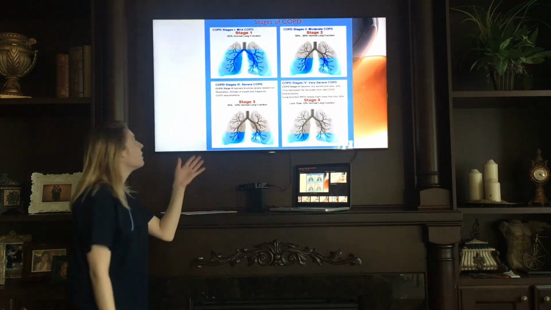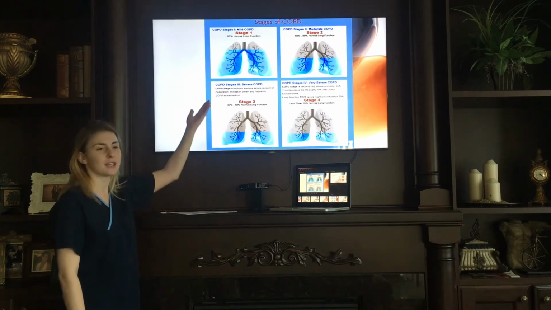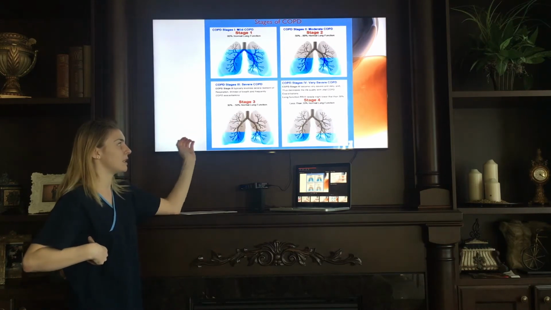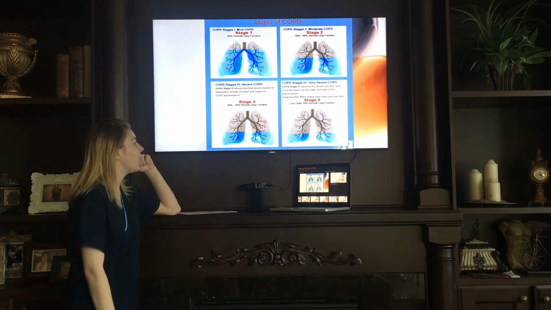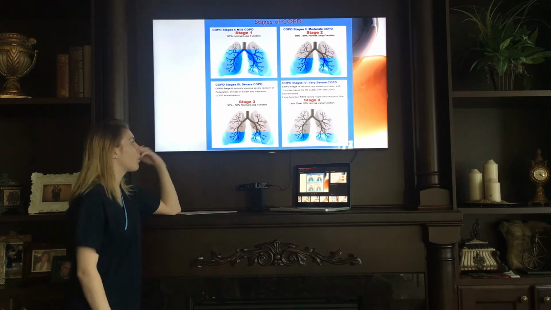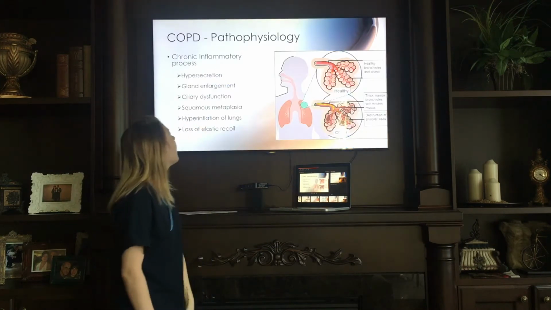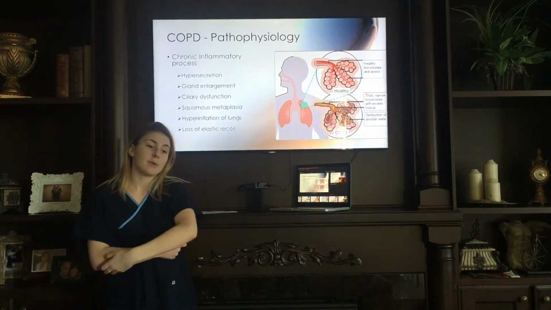Okay, so this is just to visualize your normal lung function. Blue is the good, gray is the bad. So obviously, through the progressive disease, the gray overrides the blue, meaning you have more problems breathing, more problems with your lungs in general. Okay, so now we're going to move on to pathophysiology. Alexa's going to actually come up and talk about that.